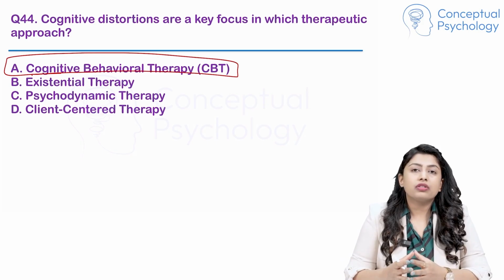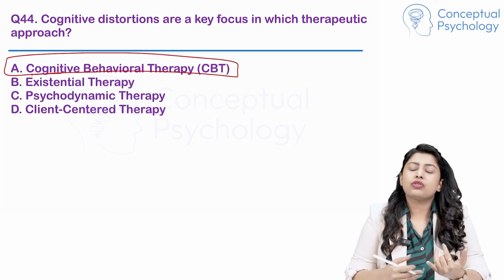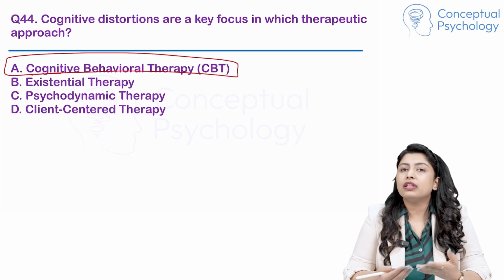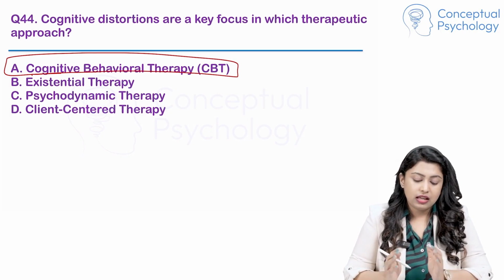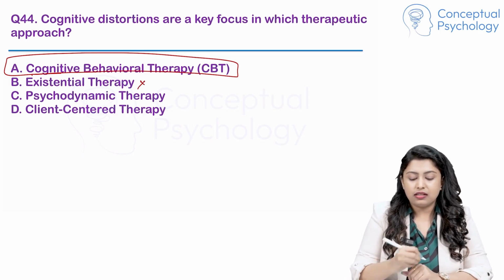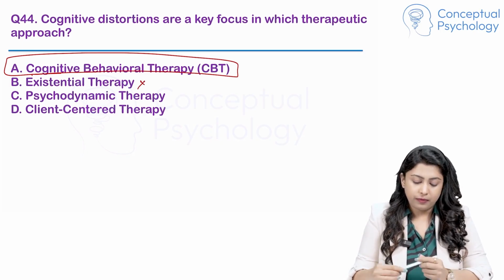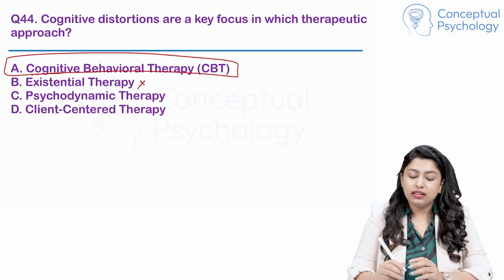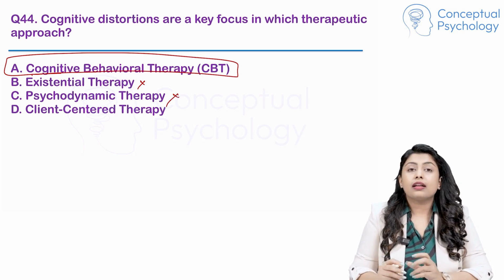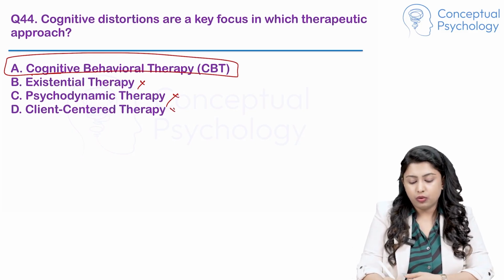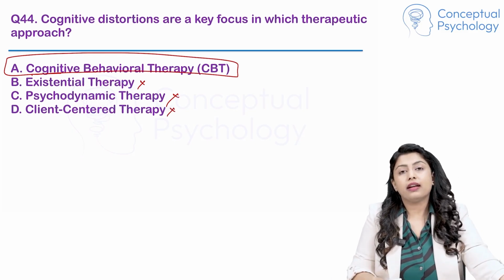So, common distortions include all or none thinking, which is also known as black and white or polarized thinking, catastrophizing, and overgeneralization. These are examples of the distortions that the brain creates. Then, existential therapy focuses on meaning and existential concerns. That is the incorrect answer. Psychodynamic therapy focuses on unconscious conflicts and early experiences. Client centered therapy focuses on self acceptance and personal growth. Hence, A is the correct answer.